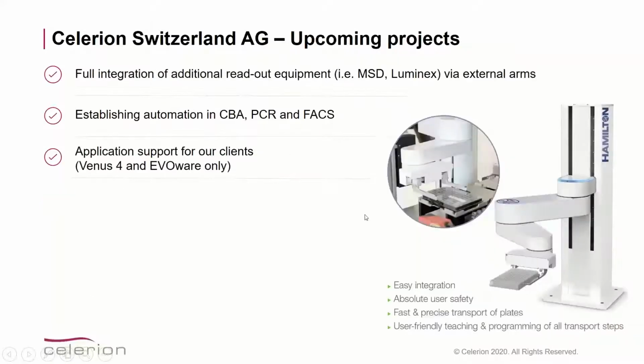So we come to our very next projects. Here we plan to do even more for integration of the remaining reader types via integration of external robotic arms, which will then allow for transferring plates between the liquid handler and the peripheral equipment, which will then not necessarily be within the liquid handler anymore. For our new molecular and cell biology laboratory, we will start with robotic processes to support PCR and FACS analysis soon. And finally, based on our profound knowledge, we offer application support for our clients for Hamilton Starlet with Venus software.